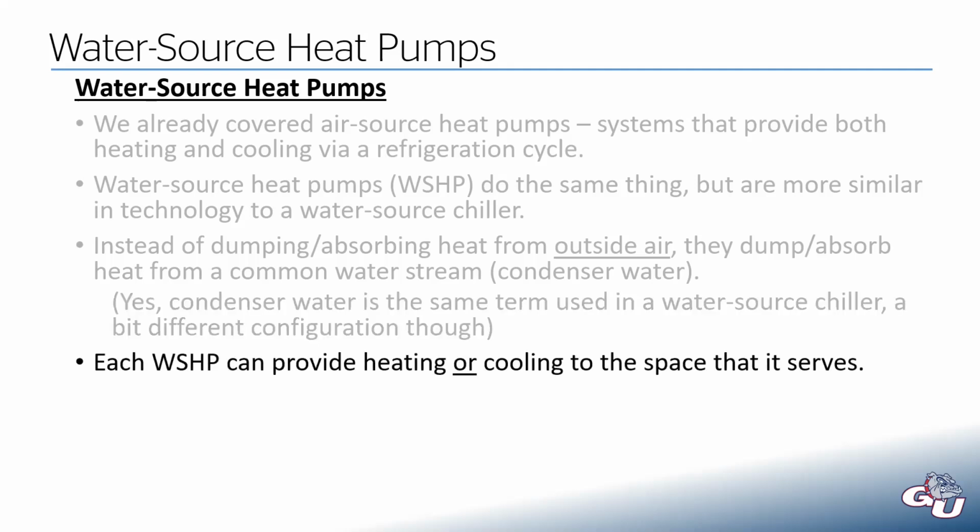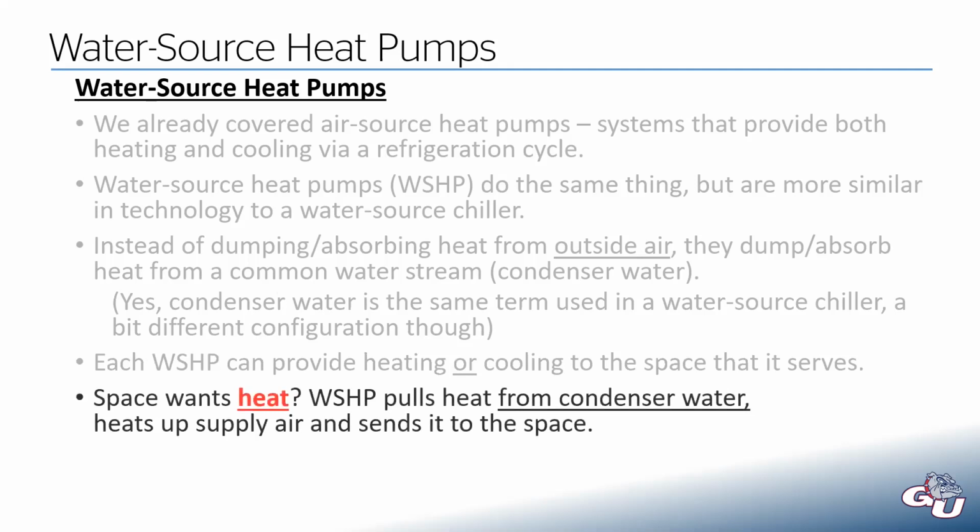In this type of system, each water source heat pump can provide heating or cooling to whatever space that it serves. So every zone in your building would have a dedicated heat pump that can provide heating or cooling. If our thermostat says we want heat, what the heat pump will do is pull heat from the condenser water, use that to heat up the supply air, and then send that out into the space.